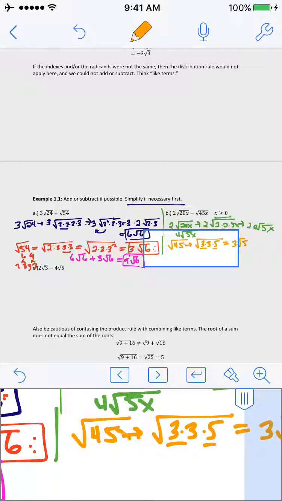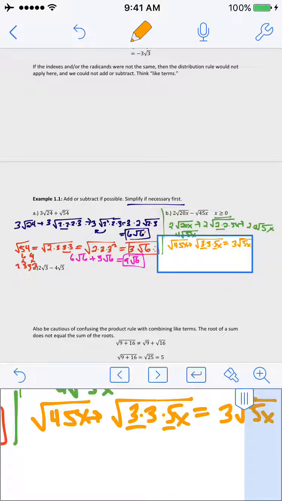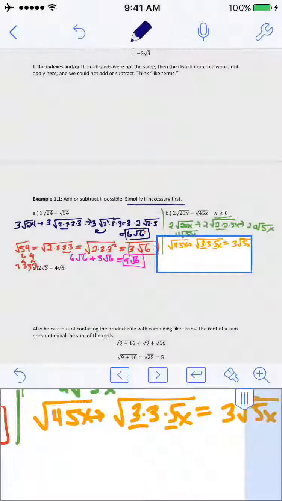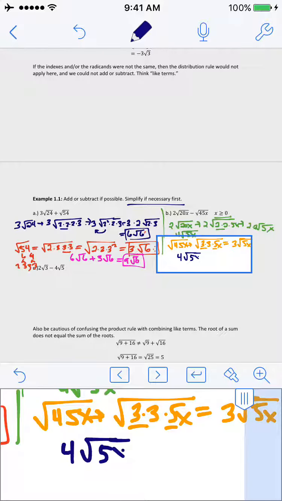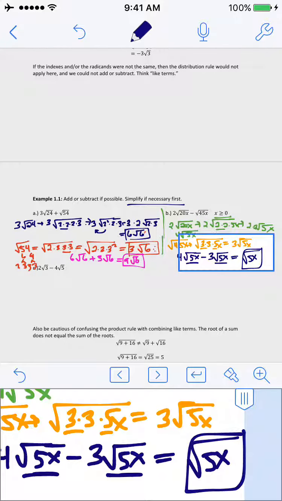Same logic down here, 45x, x, and x. And again, no pair to take out, so I just leave it under the radical. Now, finally, I have 4 root 5x minus 3 root 5x. Because those radicals are absolutely identical, that becomes just a 1 root 5x. And we have our answer. Okay? So you can reduce as long as those radicals match exactly.